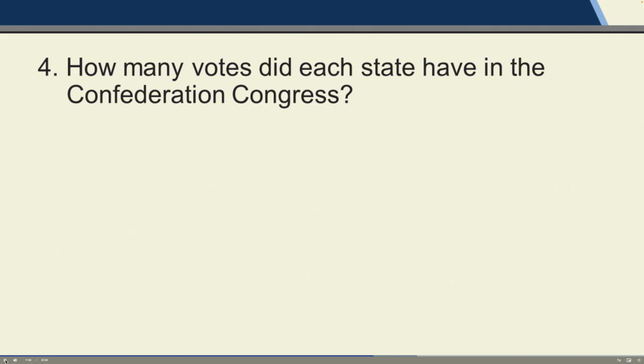Number 4, how many votes did each state have in the Confederation Congress? Remember, the compromise gave each state equal representation. The states were equally represented by 1 vote each.